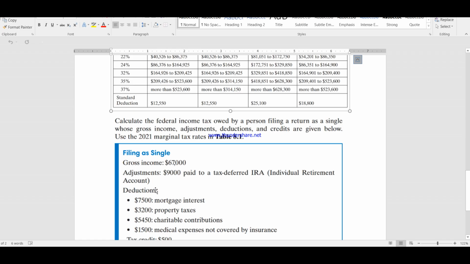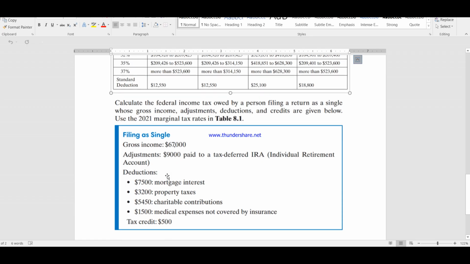So we have gross income, adjustment, some deduction right here, and a tax credit, the earned income credit right here. All right, so again, we're gonna do the same thing. We're gonna calculate the adjusted income. We take the gross income and subtract the adjustment. So that's what we have to do first.